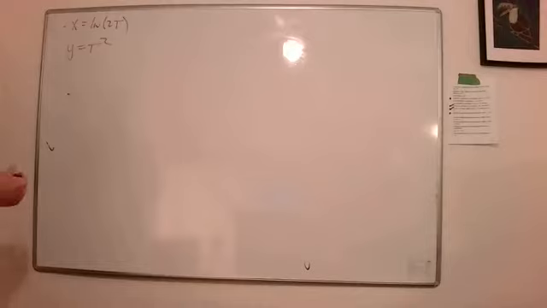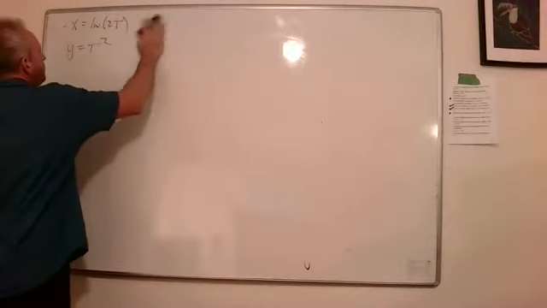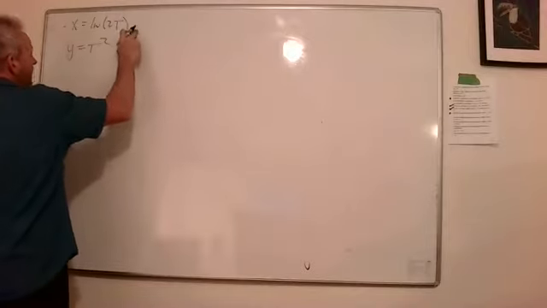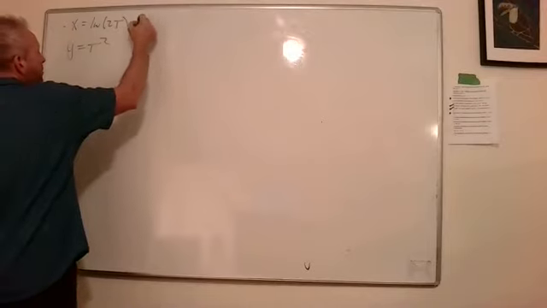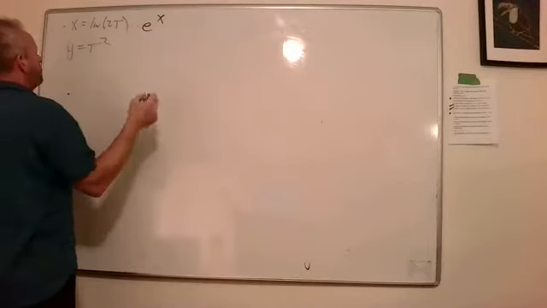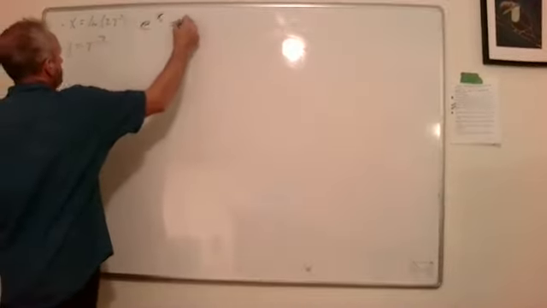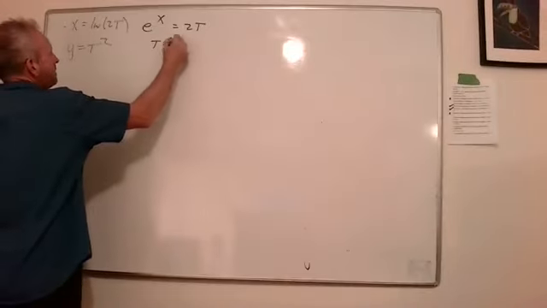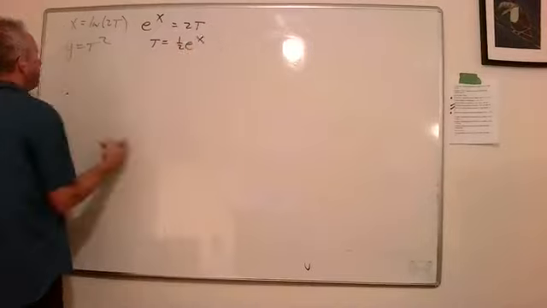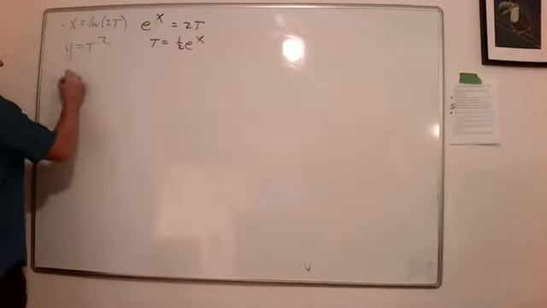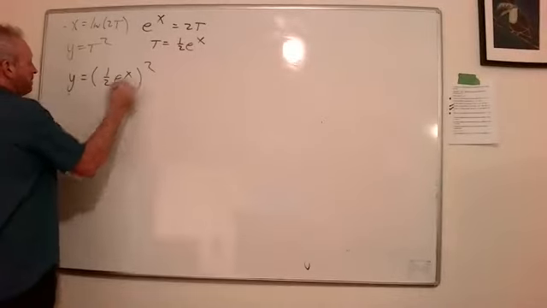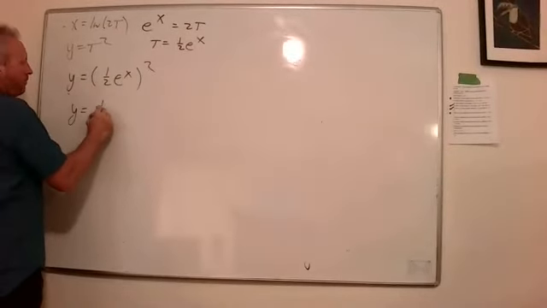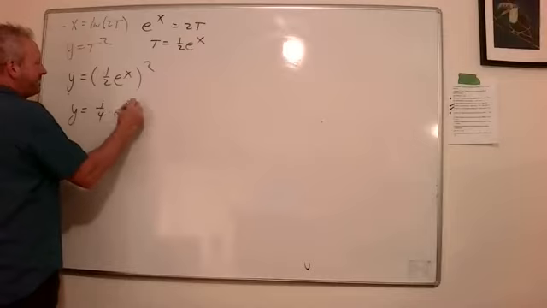Again, I want to make a substitution. Not sure which one I want to make. Let's start up here with this one right here. If I exponentiate both sides, so to speak, or use the definition of natural logarithm, that's the same thing as this. And so t is equal to 1/2 e raised to the power of x. Let's substitute it in here. We get y equals 1/2 e to the x. Let's square it. That's 1/4 times e to the 2x.